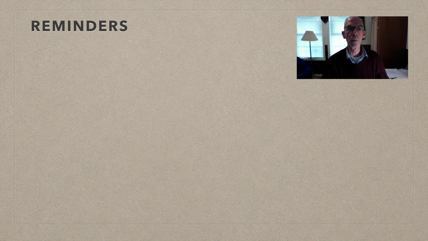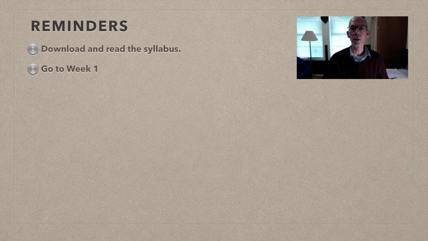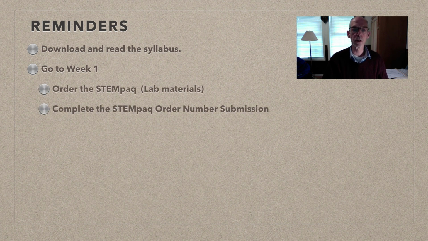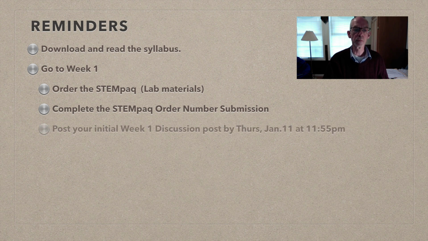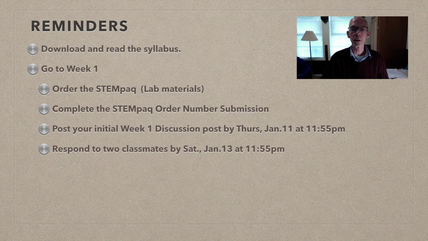So let's go through one more time the things that you should be doing this week. First, download and read the syllabus. Then go to the week 1 section of the course. Order the STEM pack, that's the lab materials. Complete the STEM pack order number submission. That's what you need to do in order to get the lab manual. Post your initial week 1 discussion post by Thursday, January the 11th at 11:55 p.m. Then respond to 2 classmates by Saturday, January 13th at 11:55 p.m.